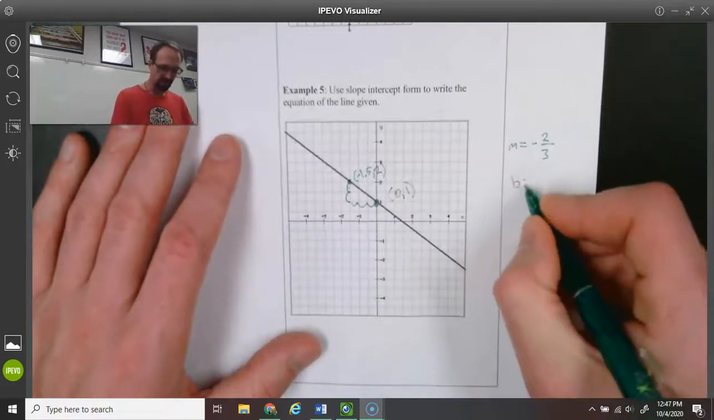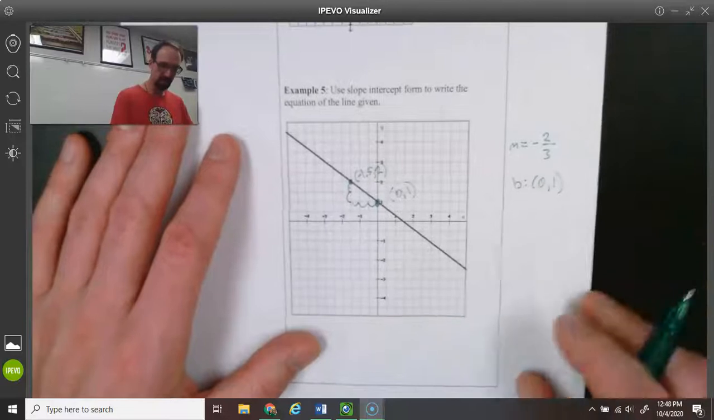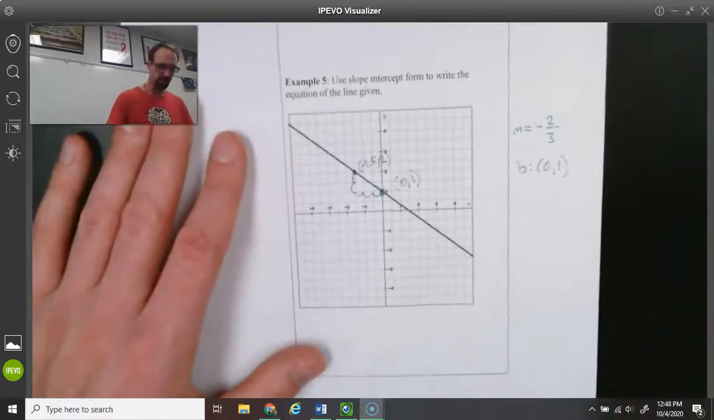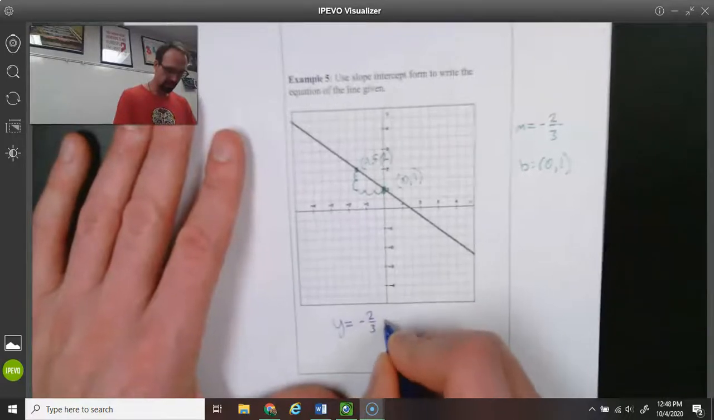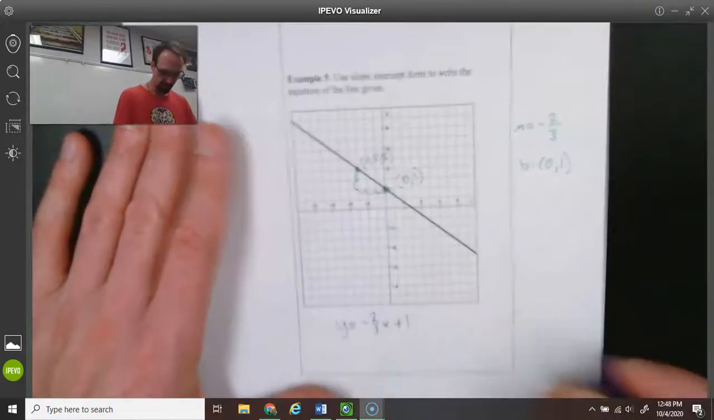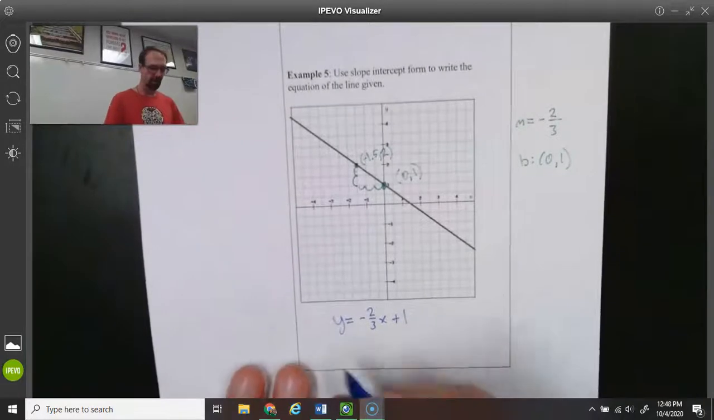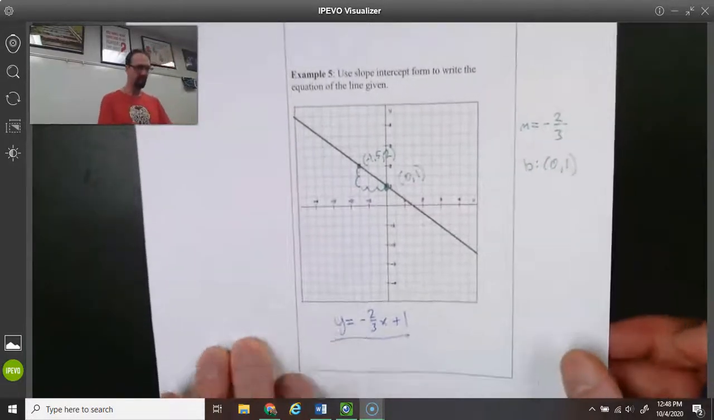My y-intercept in this case is (0, 1). So if I put these together into slope-intercept form, I get y equals negative 2/3 x plus 1. So there's the equation of the line, given that. There's example 5.